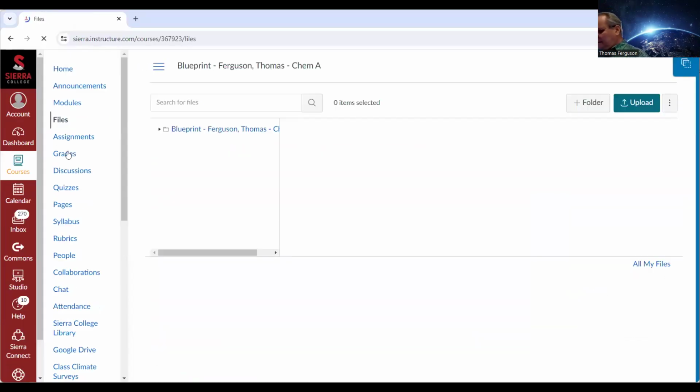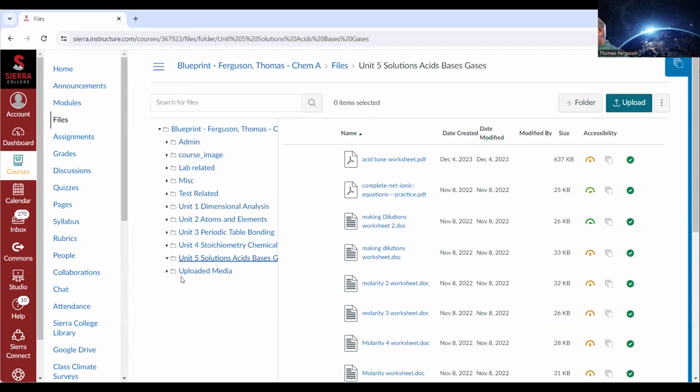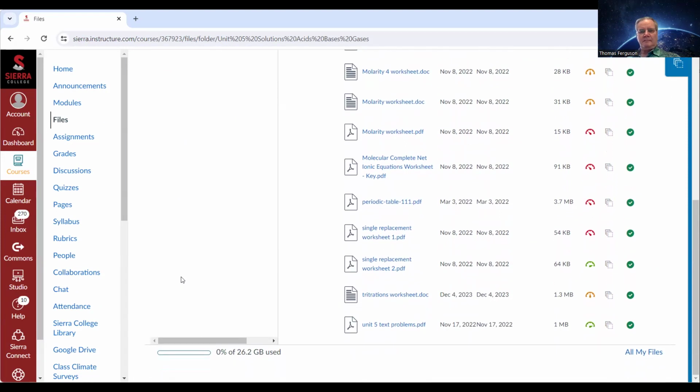Okay, so we go to Canvas Files, Unit 5. There are lots of worksheets here on calculating molarity, calculating dilutions, acids and bases as well. We haven't got to that yet, but there's a lot of practice here with answers. And I always give you the textbook problems, and those only have answers with no setup. I always show you the setup when I give you my worksheets.